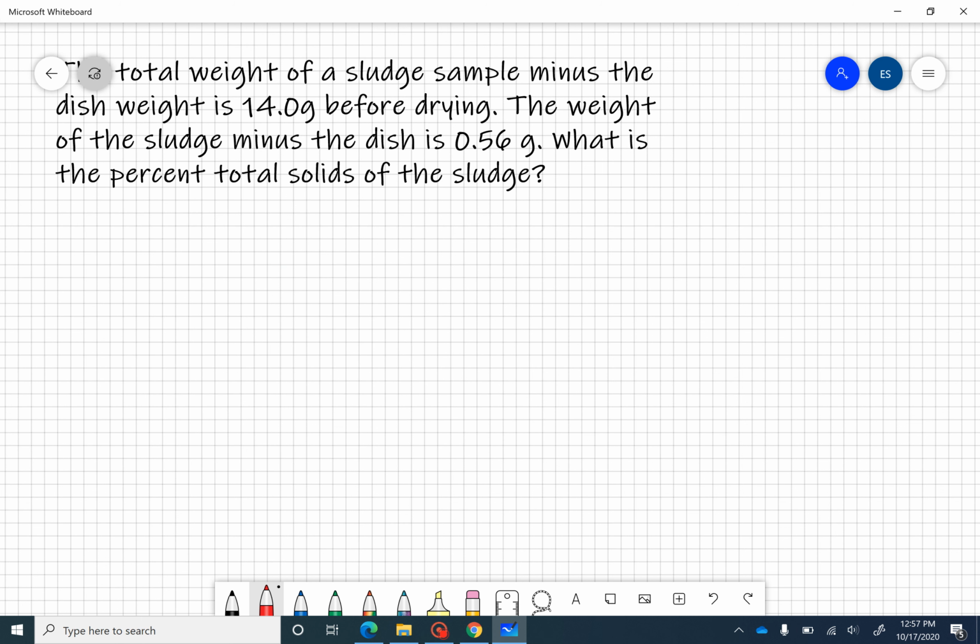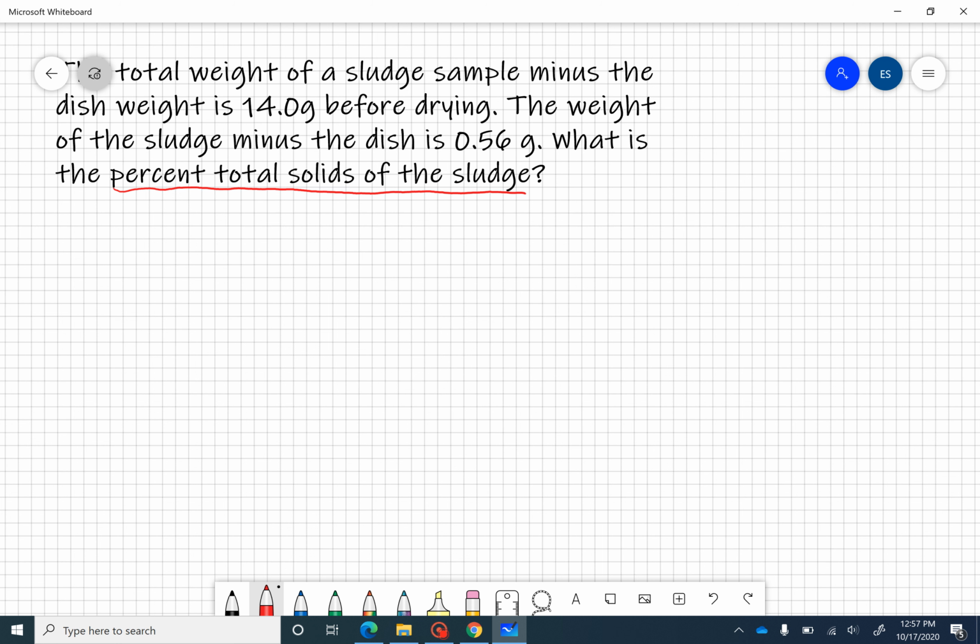All right, let's take a look at the first page of problems for sludge pumping and thickening in Chapter 5. I'm going to start with an example similar to problems number 1 and 2. This is asking for the percent total solids of sludge.